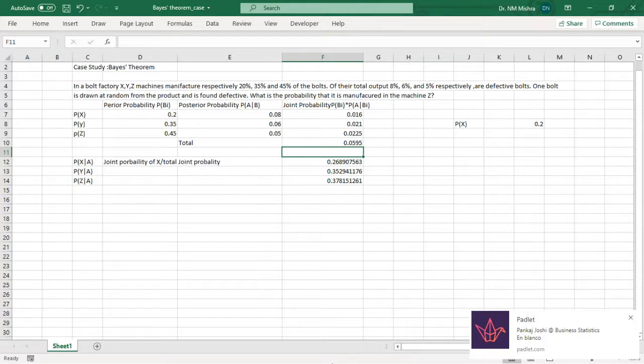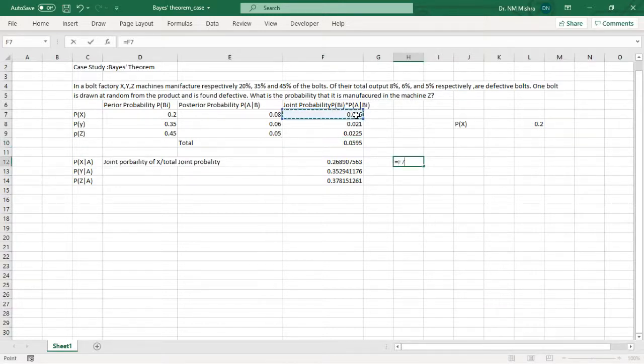So the formula, you know, joint probability divided by total joint probability. We have already calculated. This is given in your Bayes theorem. Joint probability of X divided by total joint probability. What is the joint probability of X? I have already done it. The joint probability of X is this one, machine, and it is divided by the total defective probability. So you got this one.